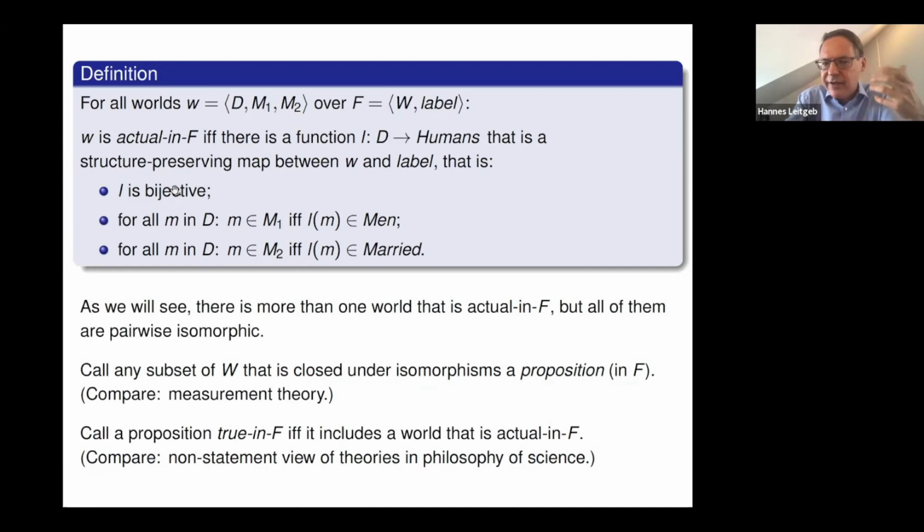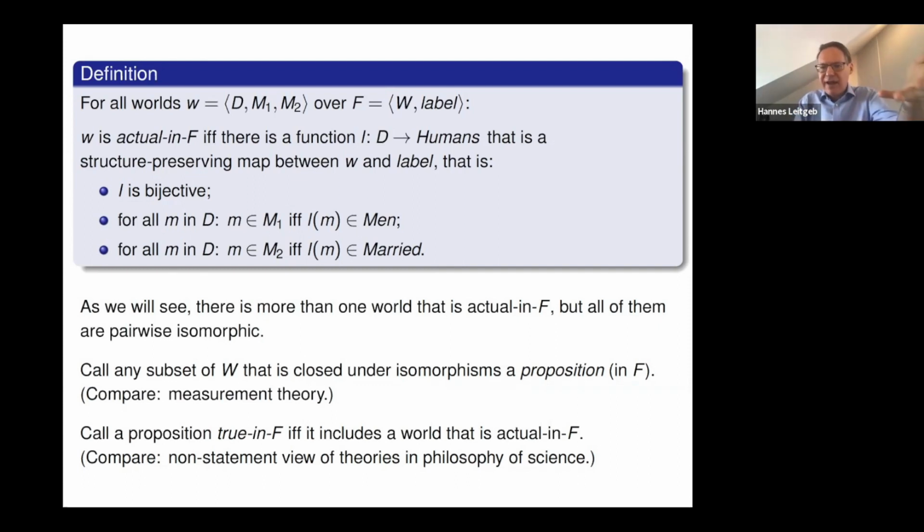It's a correspondence. You line up the members of D, these natural numbers, and the humans in a one-to-one fashion. And it's structure preserving in the sense that M1 corresponds structurally to the set of men and M2 corresponds structurally to the set of married people. The world is actual in the framework if it gets the structure of the intended interpretation, the intended labeling, right. That's the idea.